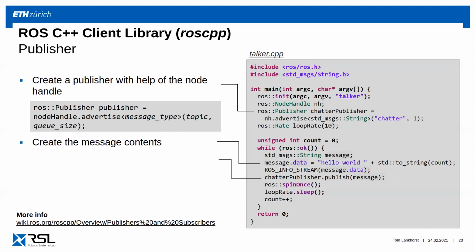We have to initialize a variable of the standard message string type called msg, and we initialize the member variable data with the actual string that we want to store in the message. In this case, we want to store the value "hello world" plus the value of the count variable. Make sure to translate that number count to a string first via the std::to_string call. We also choose then to output the message that we are sending on the console.